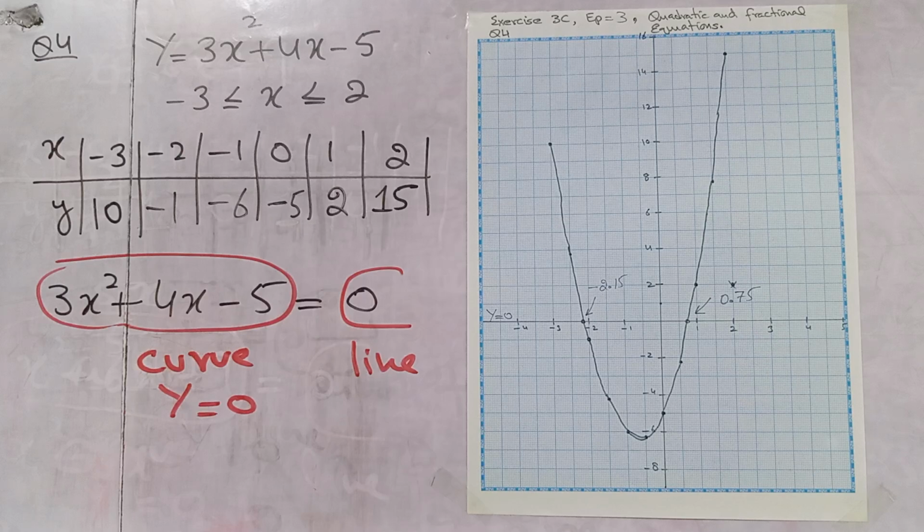So this is how you will do question number 4 of exercise 3C, and this is our third episode on this. The topic of the chapter is quadratic and fractional equations. The topic of this exercise is solving quadratic equations with the help of the graphical method. We are covering this topic from the Think New Syllabus Mathematics 8th edition, third book, published by the Oxford University Press.